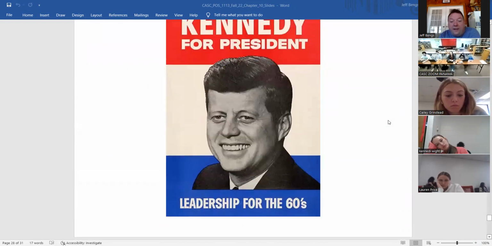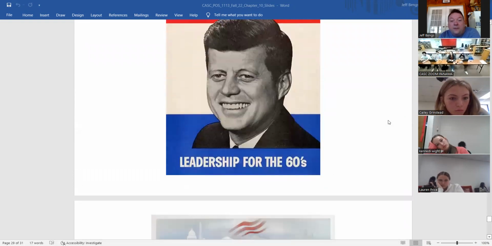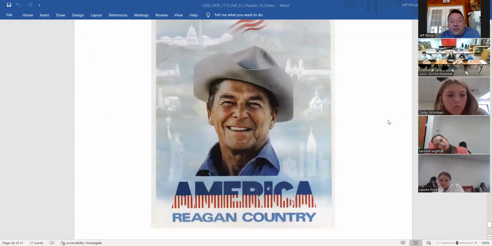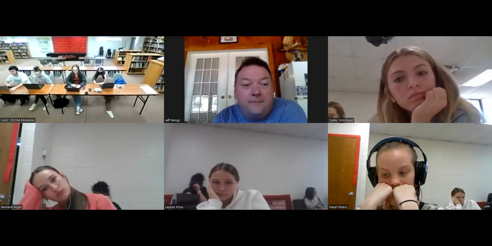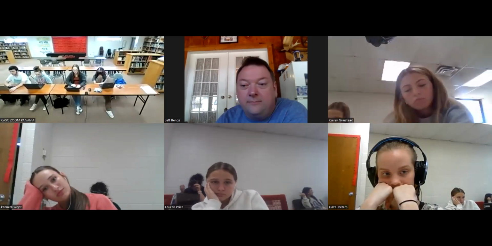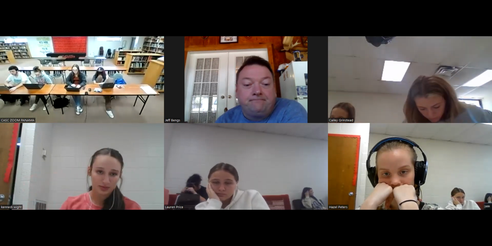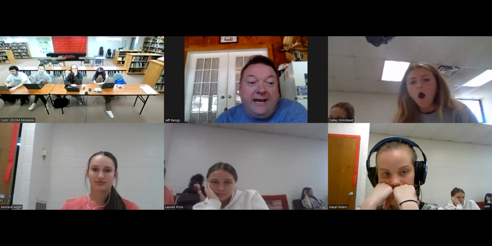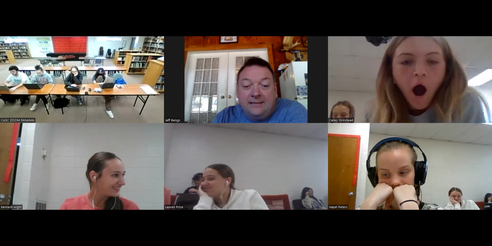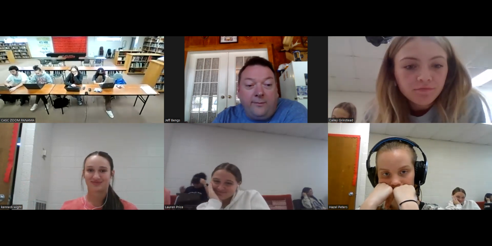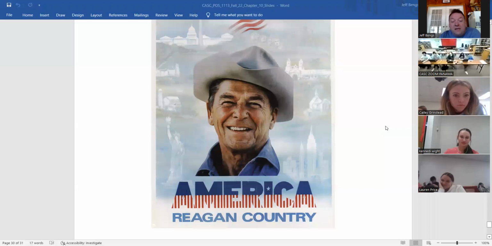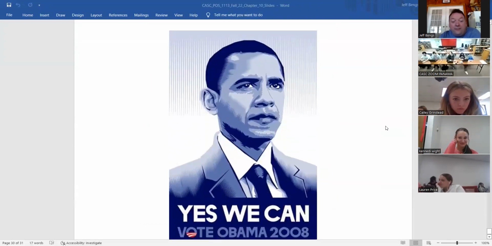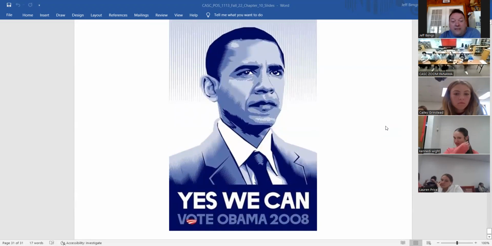All right, some old campaign posters. America, Reagan country. Who was the first television president? Television and movie president. Donald Trump? Ronald Reagan. Ronald Reagan was a movie star before he became a politician. He was also a Democrat before he became a Republican. Yes, we can vote Obama 2008.